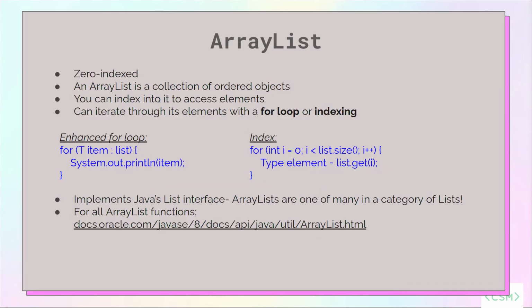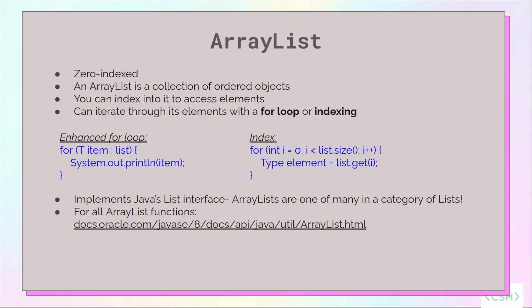And then here's the array list. An array list is also 0-indexed. An array list is a collection of ordered objects. Ordered objects here means that it will maintain the order of your insertion. For example, if you do add A, add B, add C, it will remain in that order. It doesn't mean that the objects will be sorted. You can also index into the array list to access elements. You can iterate through its elements using a for loop or indexing.